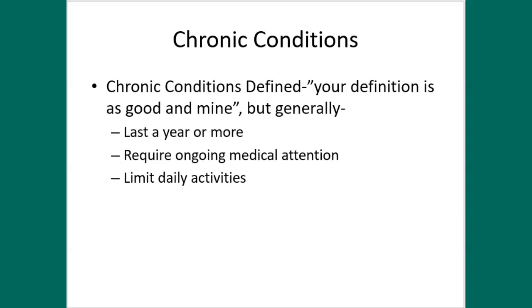Chronic conditions are defined, and as you know, I like to start with definitions because that unifies us as a class in terms of the meaning of the concepts that we are discussing and studying. And we say here in the lecture that your definition is as good as mine, and that's because many people have many different definitions of chronic conditions. But generally speaking, the one thing that they all have in common is that a chronic condition is one which lasts more than a year, which requires ongoing medical attention, and which has the effect of limiting our daily activities.